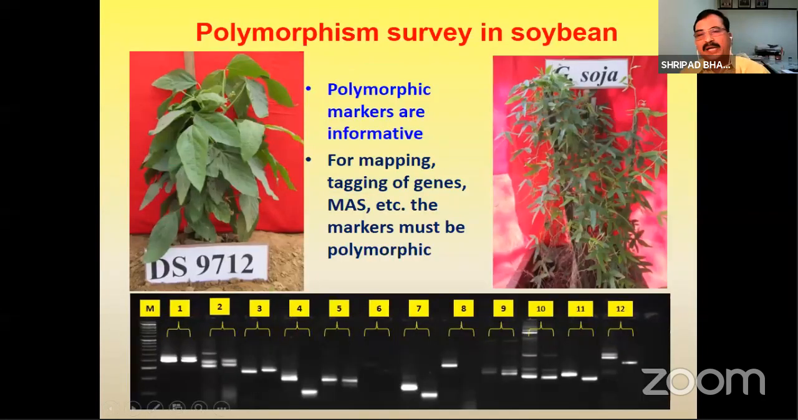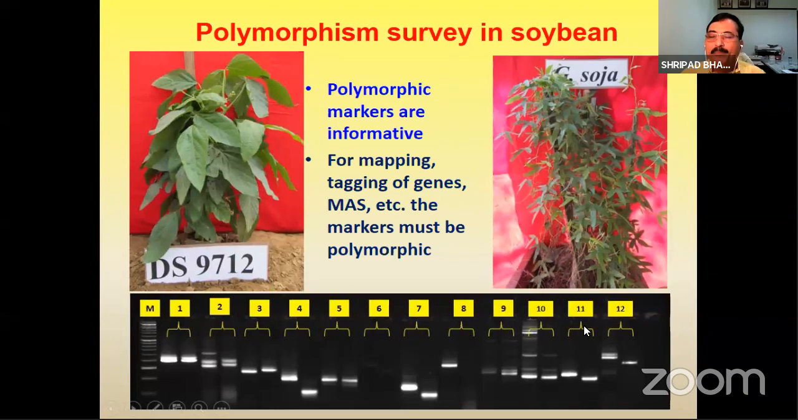I'm giving a practical example from our own work. Here you see, can you identify this plant? Okay, this is actually a wild type soybean. It's a tendril, climbing type. And this is a cultivated soybean. Now we extract DNA from both and test with different markers.